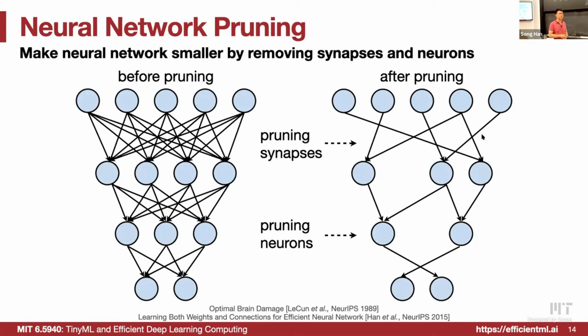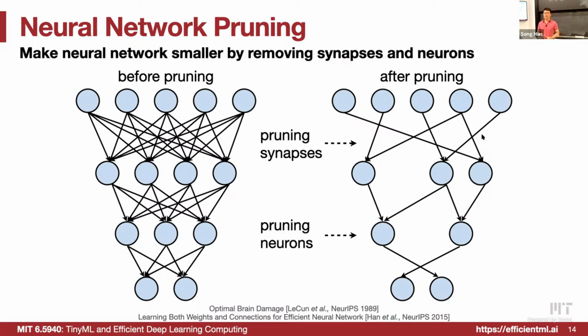And pruning also happens in artificial neural networks. So we can make neural networks smaller by removing those synapses and neurons that are redundant. On the left-hand side is a dense neural network before pruning. Here it consists of 3 fully connected layers. Each layer is densely connected. On the right-hand side, we can do pruning on both the synapses and the neurons, so that not all the neurons are connected to each other.